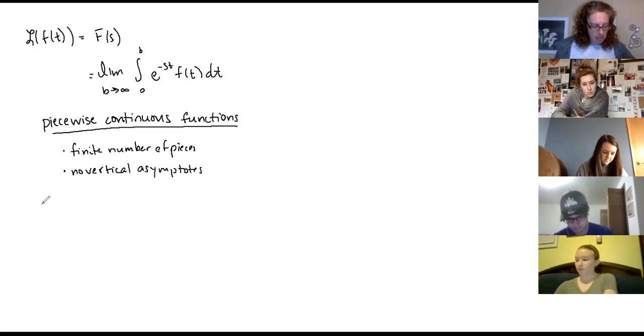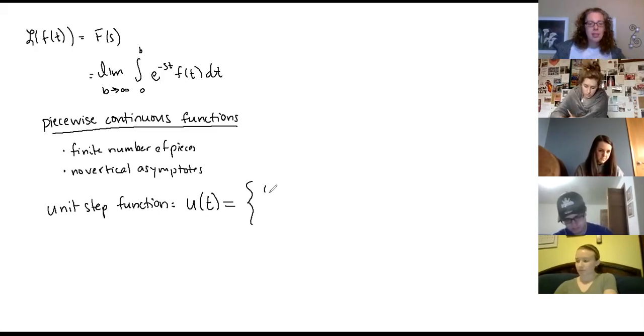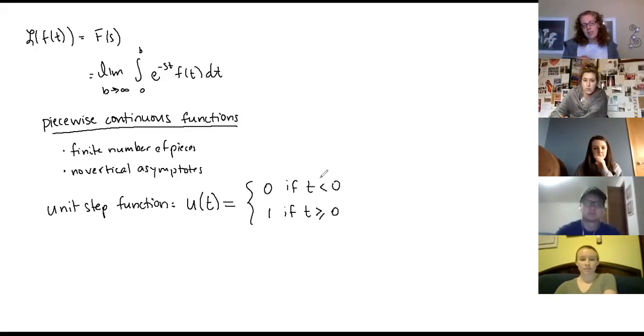Here's the most common piecewise function that we're going to work with. There's two of them. The first one is the unit step function. The notation for this is u of t. It's a piecewise function, and it is 0 if t is less than 0, and 1 if t is bigger than or equal to 0. This is a common function that shows up in differential equations.